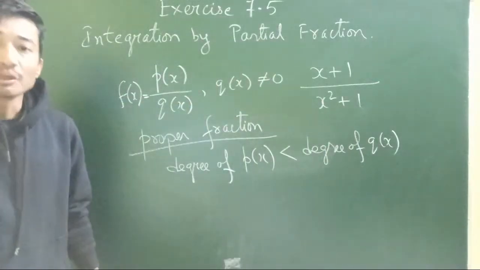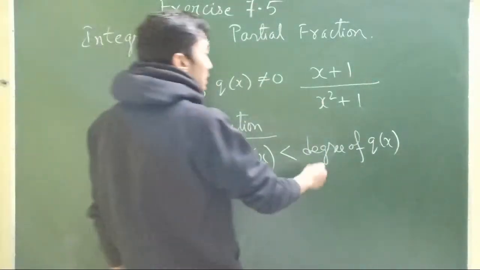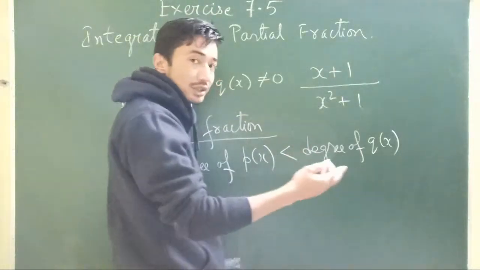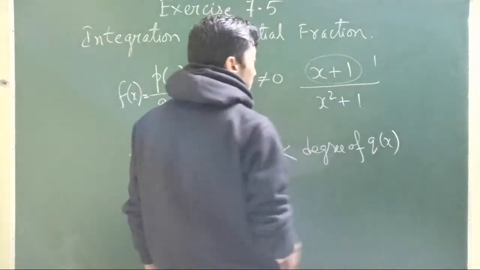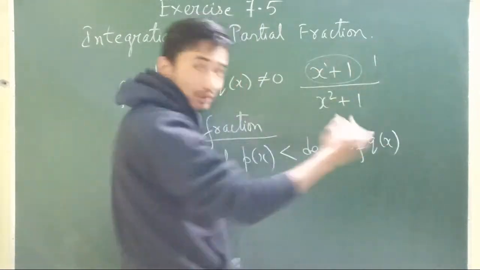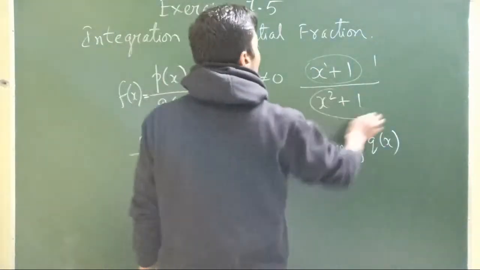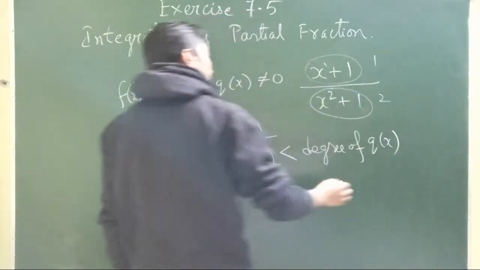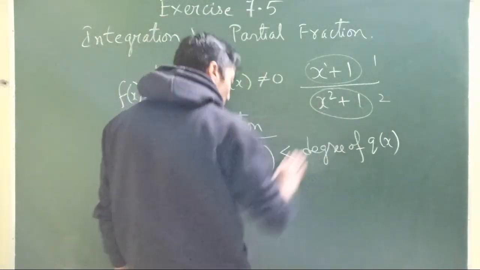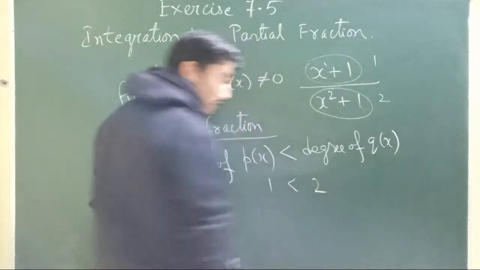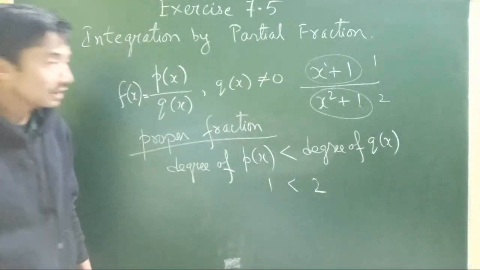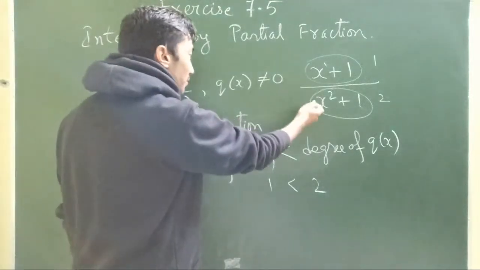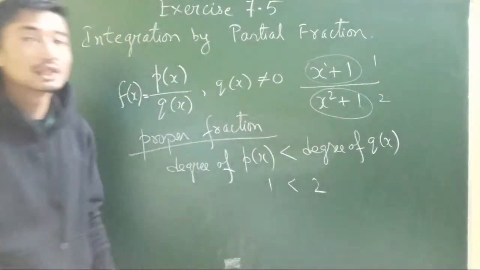So this is an example of a proper fraction, because what is the degree of this polynomial here? The degree of this polynomial is 1, because we look at the variable's highest power, if you remember now. What is the degree of the denominator polynomial? 2. So definitely the degree of the numerator is less than the degree of the denominator, and that's why these kinds of functions are called proper fractions.